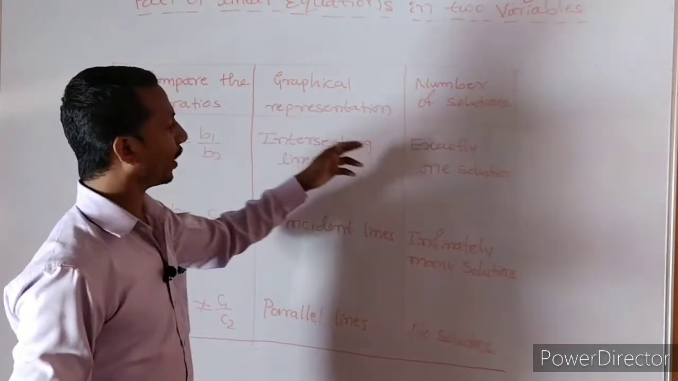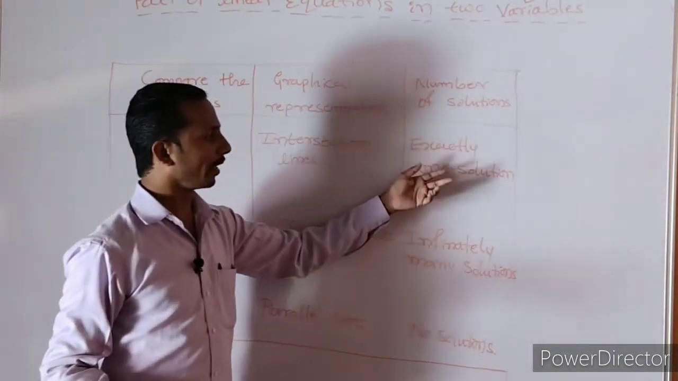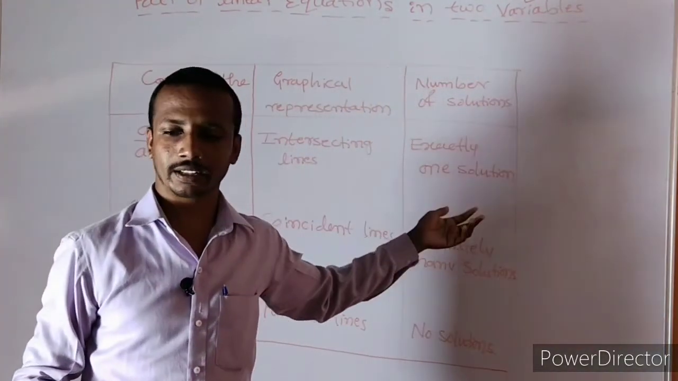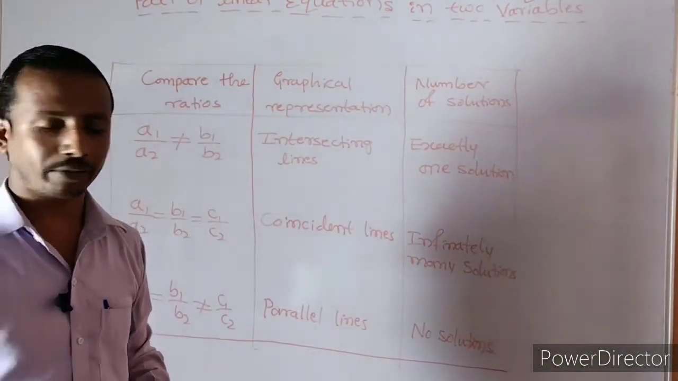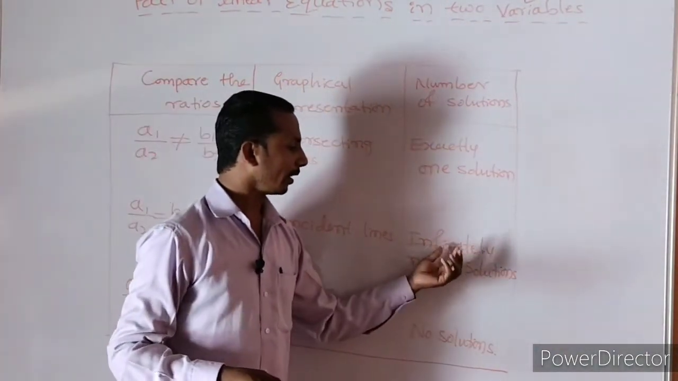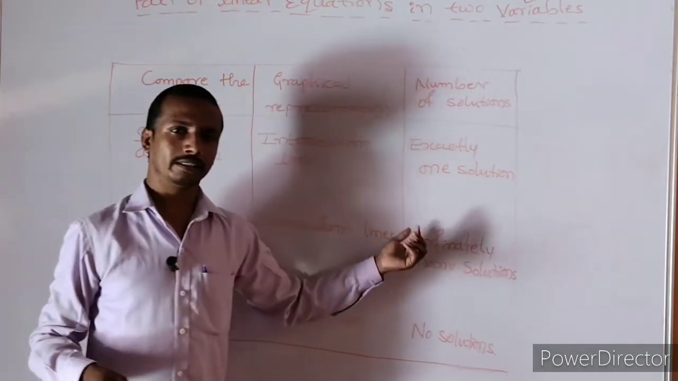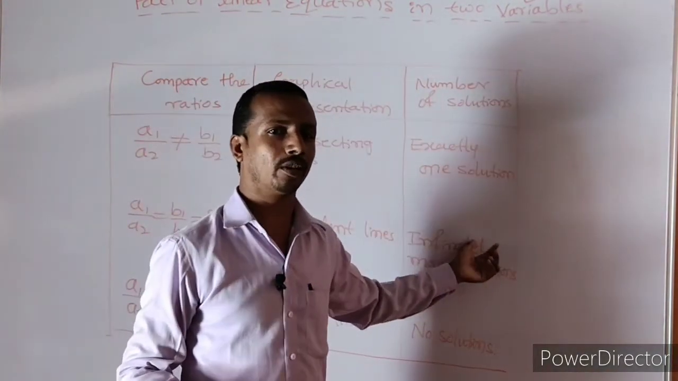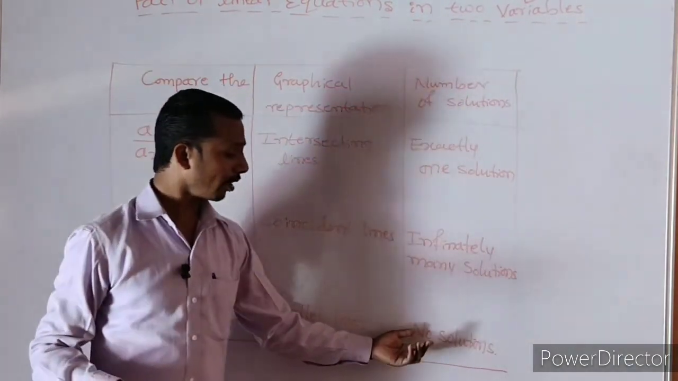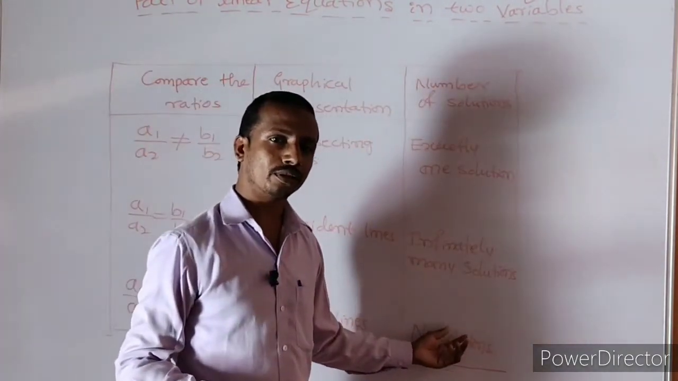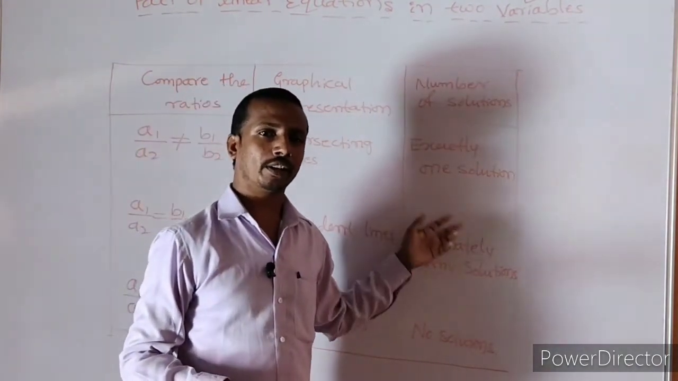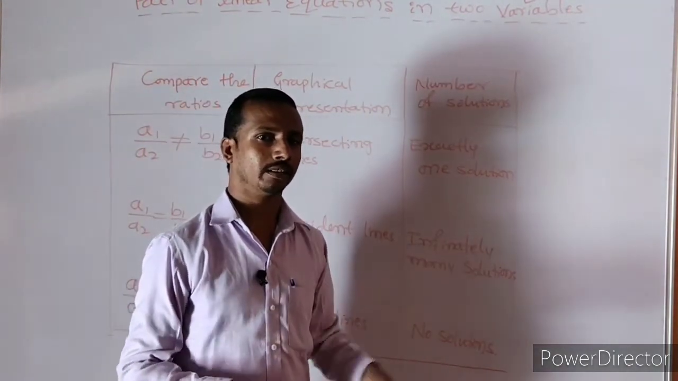Then if a pair of linear equations has exactly one solution, then it is called a consistent pair of linear equations. If a pair of linear equations has infinitely many solutions, then it is called a dependent pair of linear equations. If a pair of linear equations has no solution, then it is called an inconsistent pair of linear equations.